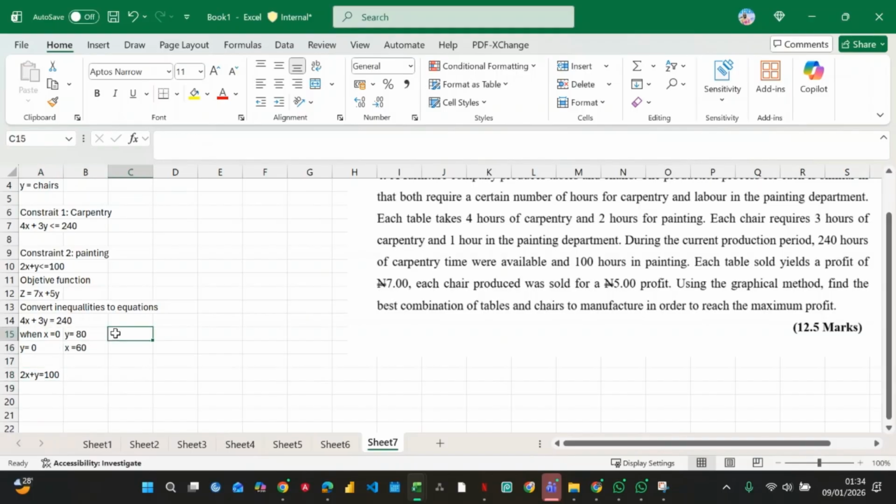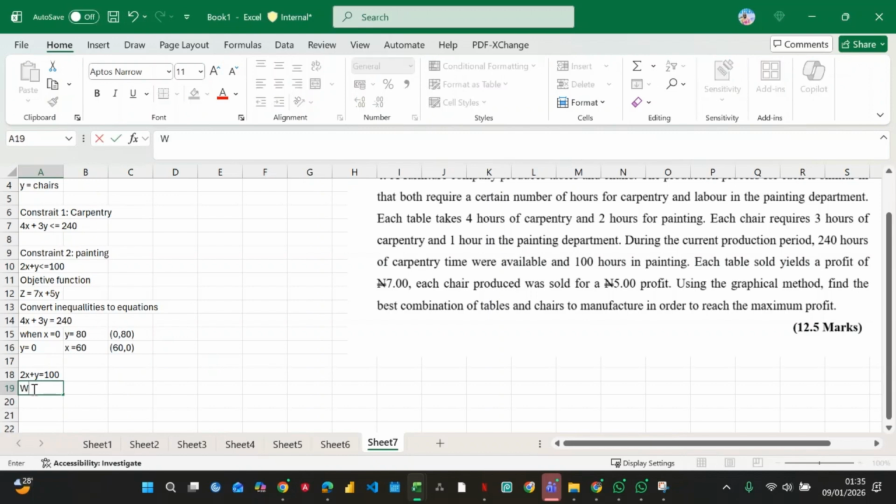We now do the same for constraint 2, which is painting. So for this line here, what we have is 0, 80. This one now is 60, 0. The 60 here is for x. Do you get it? It's for x.